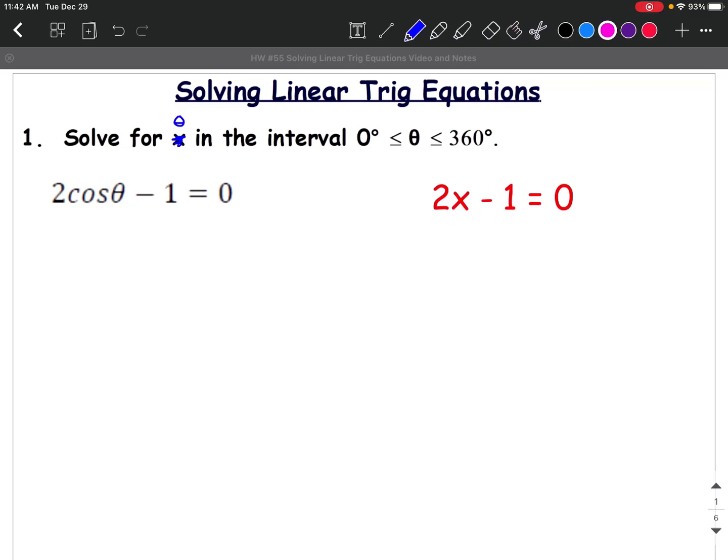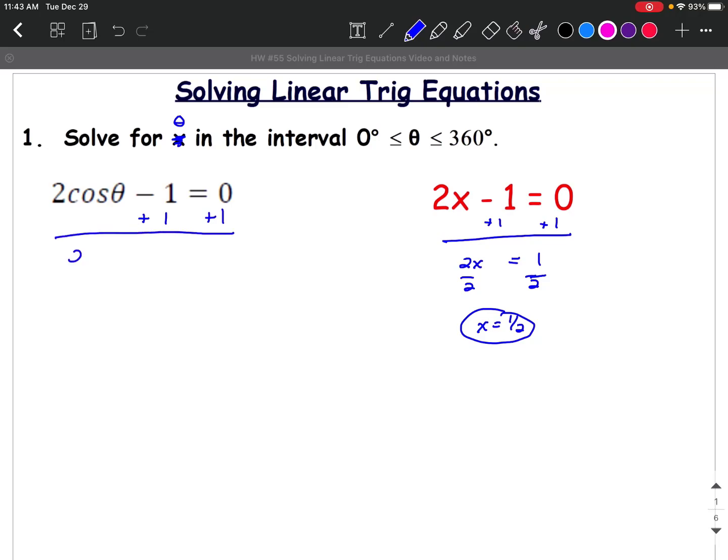Well, it starts out very much like solving the equation 2x minus 1 equals 0. We would add 1 to both sides, and we'd have 2x equals 1, and then divide both sides by 2, and x would equal 1/2. This is where we would be done in a traditional linear equation. But notice, if we do this in a linear trig equation, we have 2 cosine theta equals 1, divide both sides by 2. Now we have cosine theta equals 1/2.